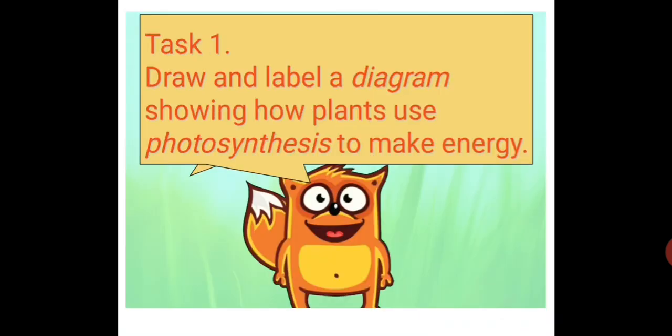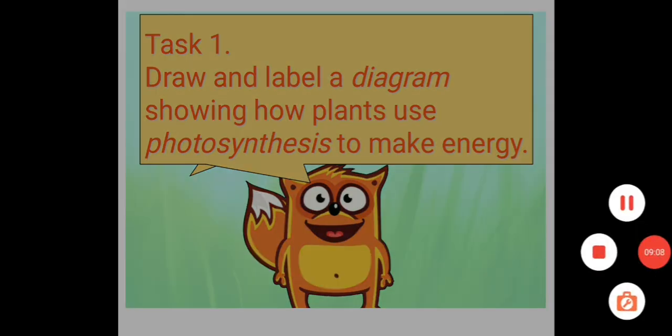Okay, so we've got 3 tasks to do today. The first task, number 1, is to draw and label a diagram showing how plants use photosynthesis to make energy. So let's do that together, I think. Alright, so for these 3 tasks, you're going to need a piece of paper. So you should have your exercise books. If you don't have that now, then pause the video and go and get one. And you'll need a pencil or a pen as well.